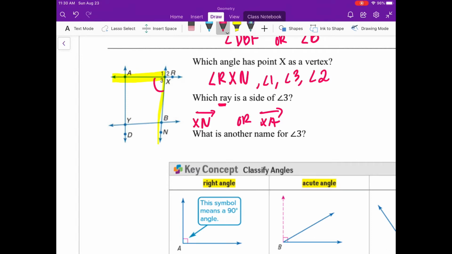Last question, what is another name for angle 3? So instead of using the number, we can go ahead and use the points. Angle AXN. You could have also put the other order, NXA, as long as X is in the middle.